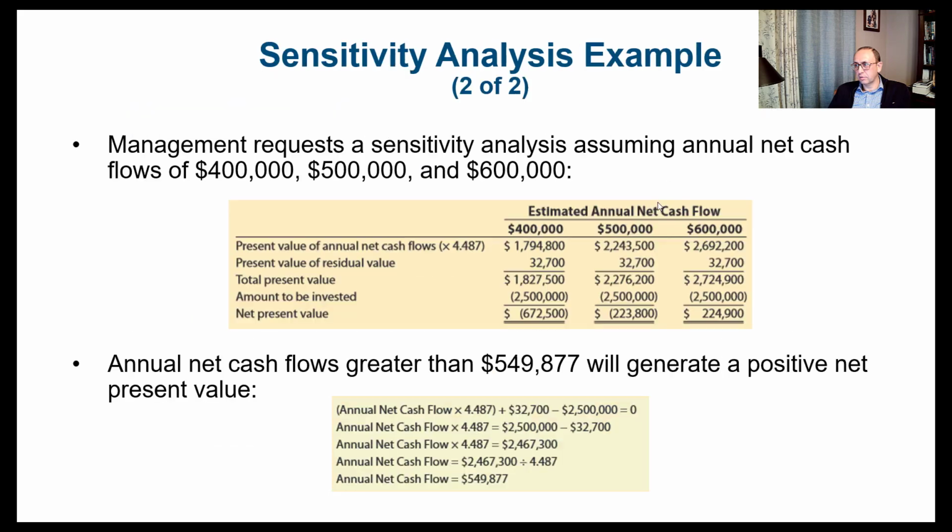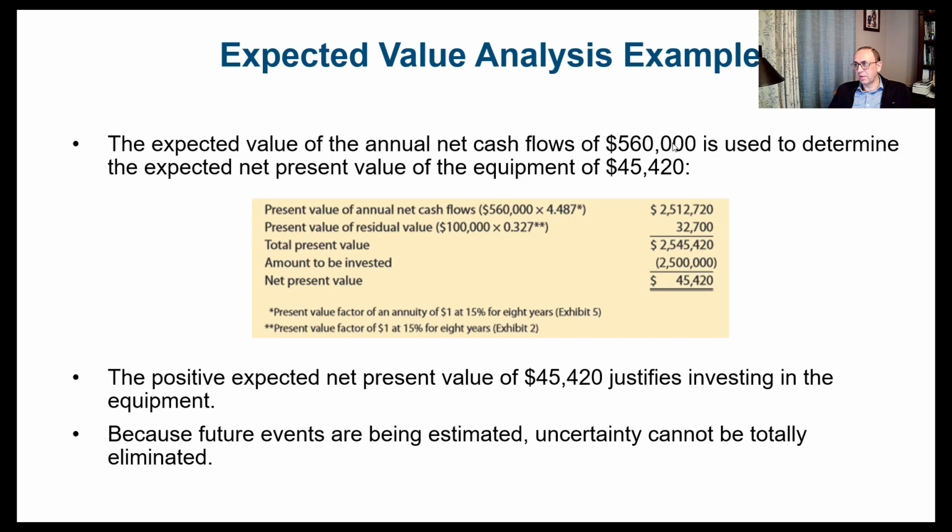And again, just to let you know why this turned out to be positive, looking at the expected value 560, if I go back a couple of slides to when we were calculating the break-even point, the break-even point there was 549, and as you can see, 560 is above the 549, and that's why we have a positive net present value. So the positive expected net present value of 45,420 justifies investing in this equipment. Because future events are being estimated, uncertainty cannot be totally eliminated.